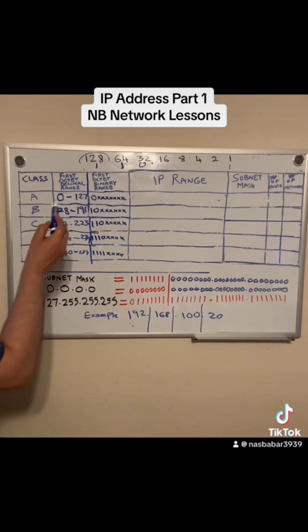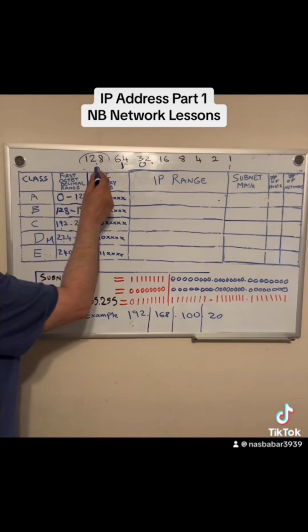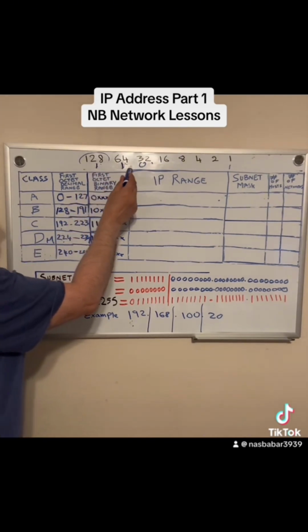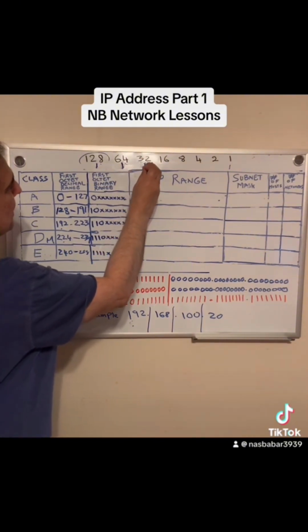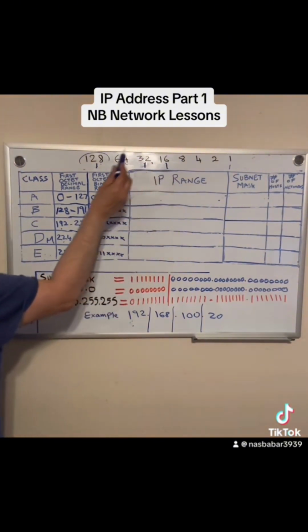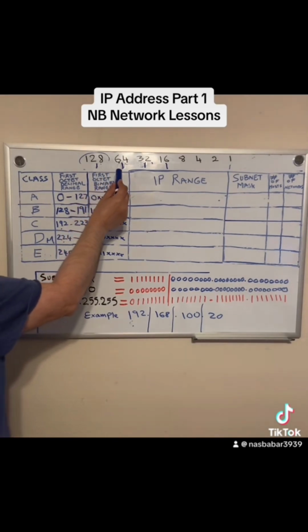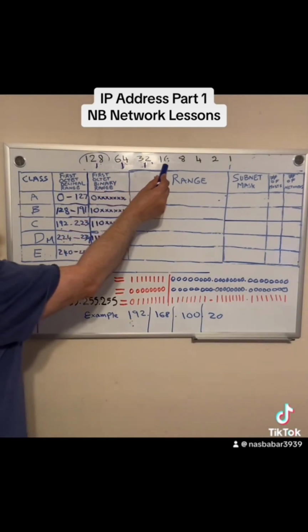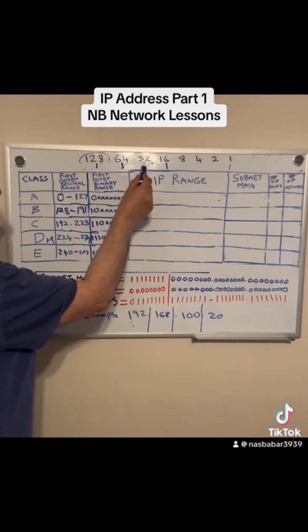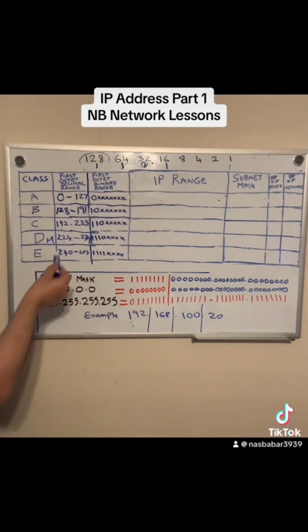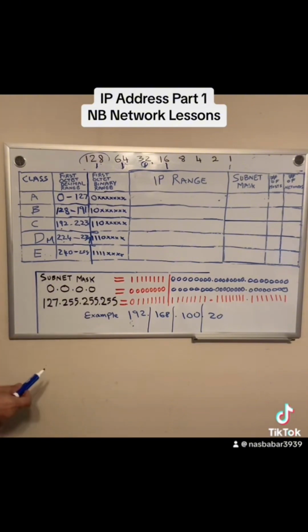Class E, first 4 bits are always going to be 1. Why? If you make 128, 64, and this is going to be 1, and this is going to be 1, so this makes it 128 plus 64, 192, 224, 240, all right? And the rest can be anything. You cannot make this 0 because then you will never get 240. So that's the logic behind that.